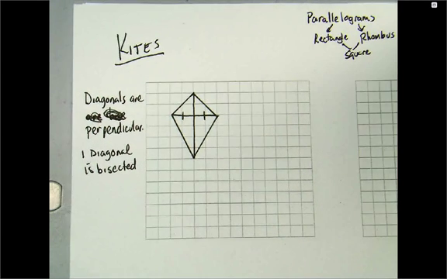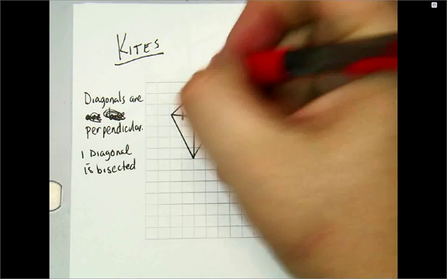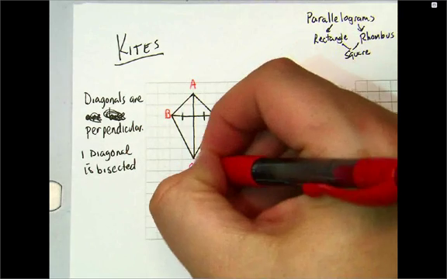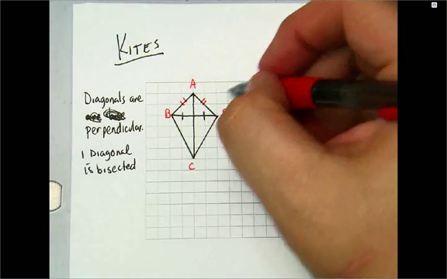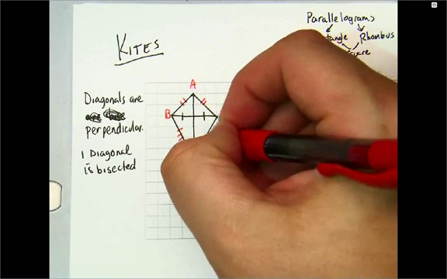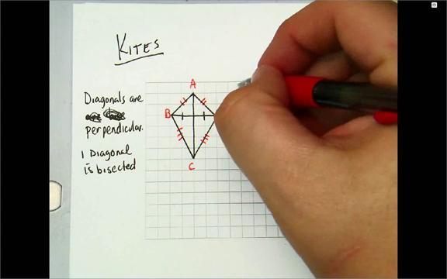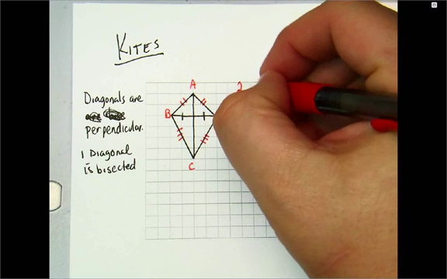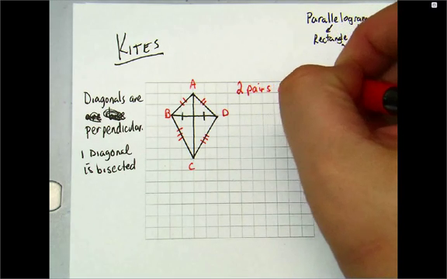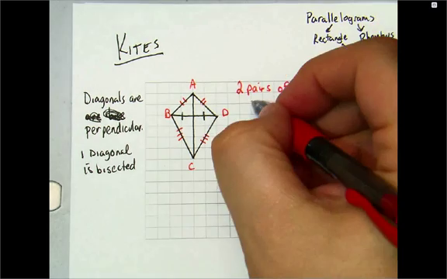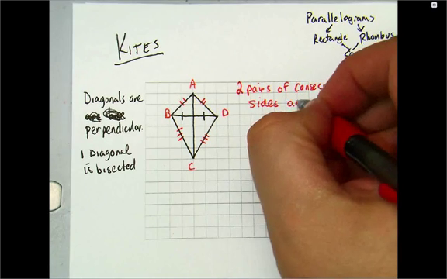Now, some of the facts that we need to know about the kite are as follows. Say that's A, B, C, D. These two sides are congruent. These two sides are congruent. So it has what we call two pairs of consecutive sides that are congruent.